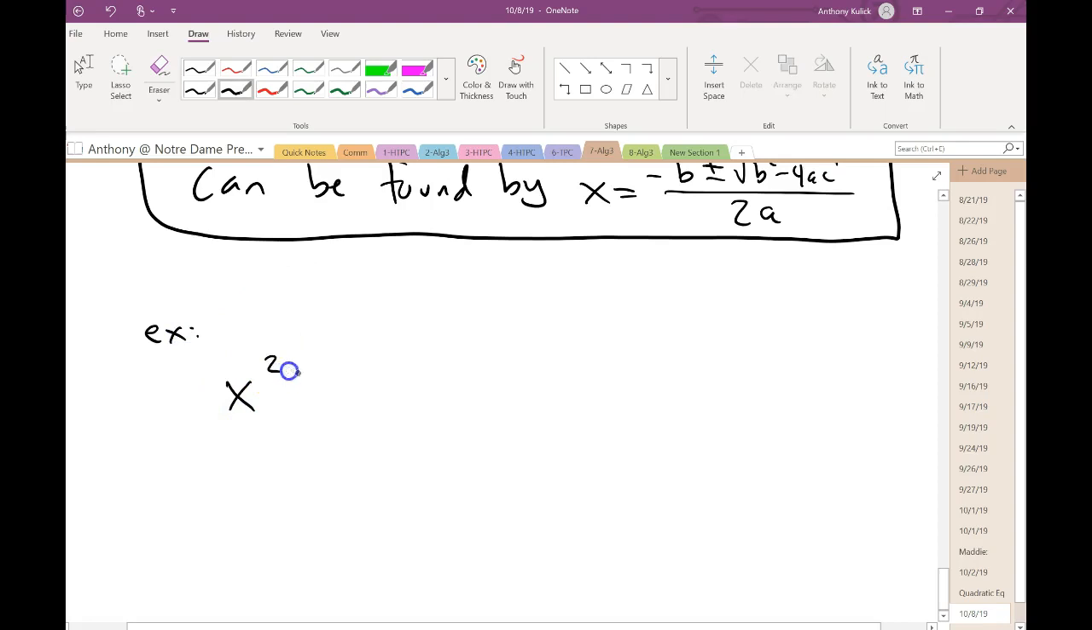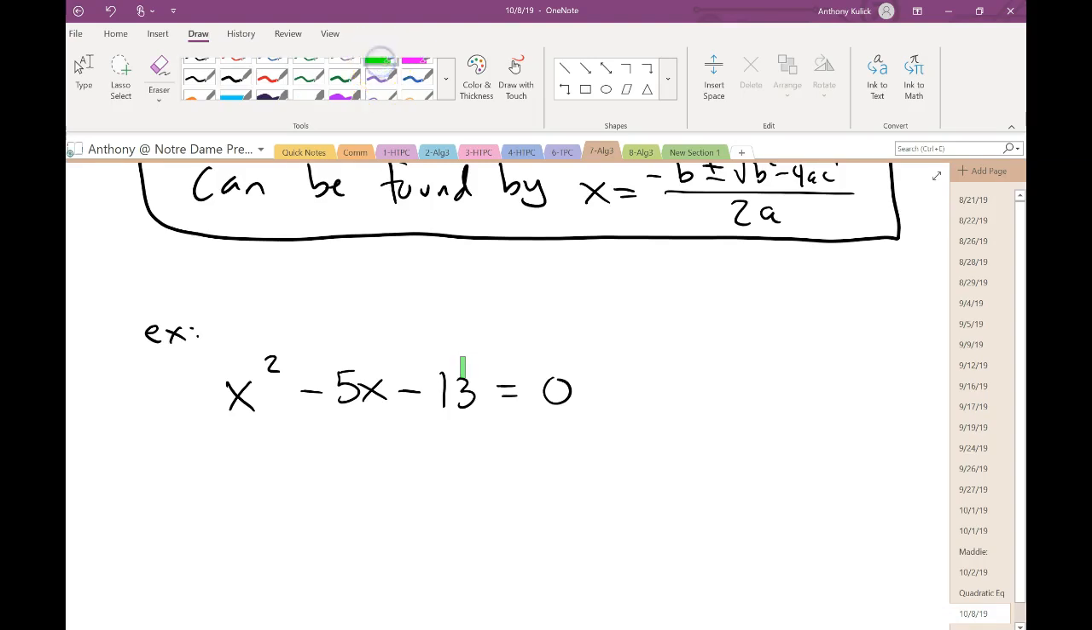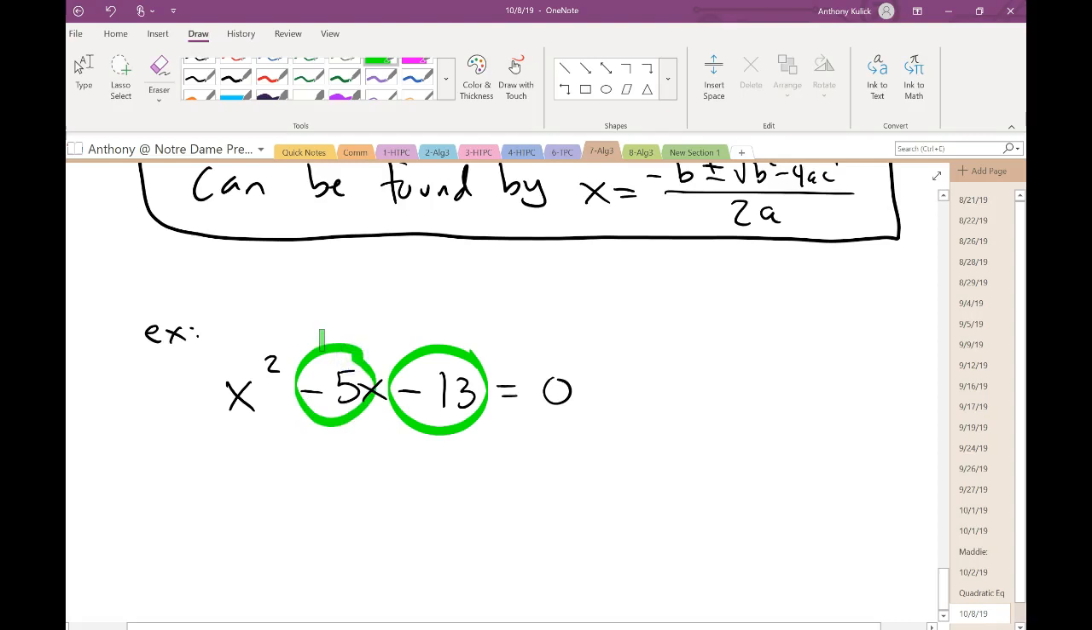So let's say we have x squared minus 5x minus 13 equal to 0. At quick glance, can you factor this? No. Why not? There's not two numbers that multiply to give me negative 13 that also add to give me negative 5, right? Should be easy to see that immediately since 13 is prime. There's not a lot of options there that are going to multiply to give us negative 13.